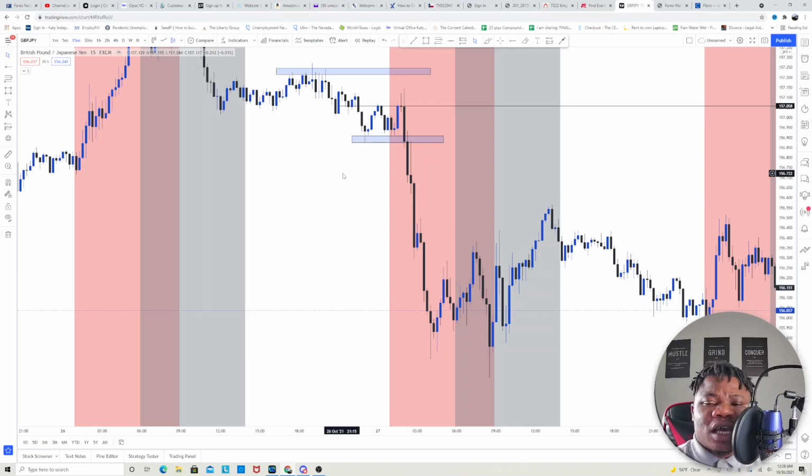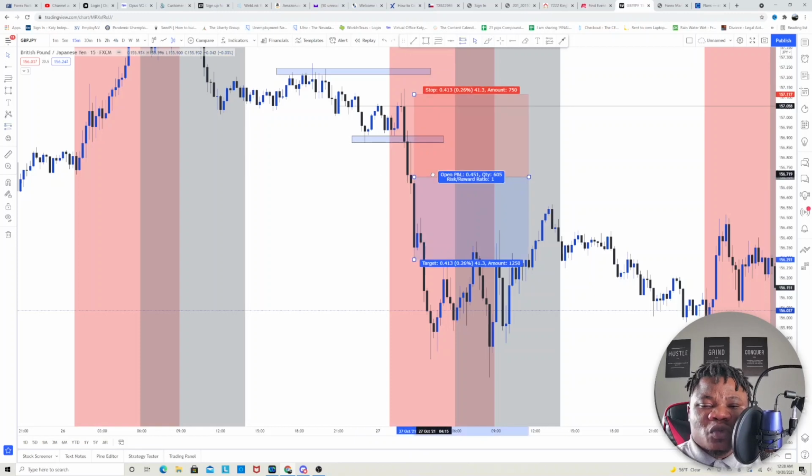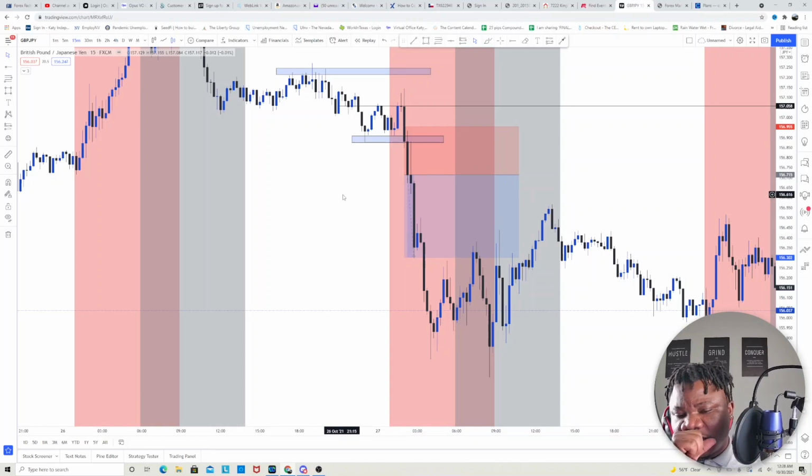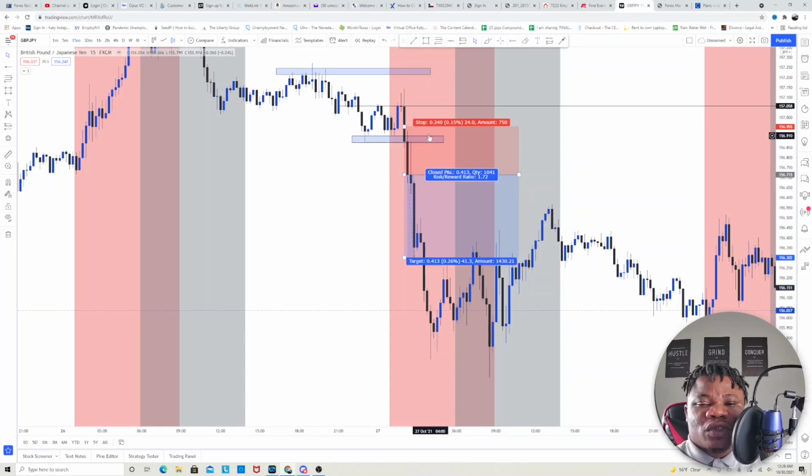For me, I'm just going to get in right here once we have the break below support right there, and I'll have my stop loss right above, and I'll give it more room. So we're looking at about, excuse me guys, we're looking at about 23 pips.